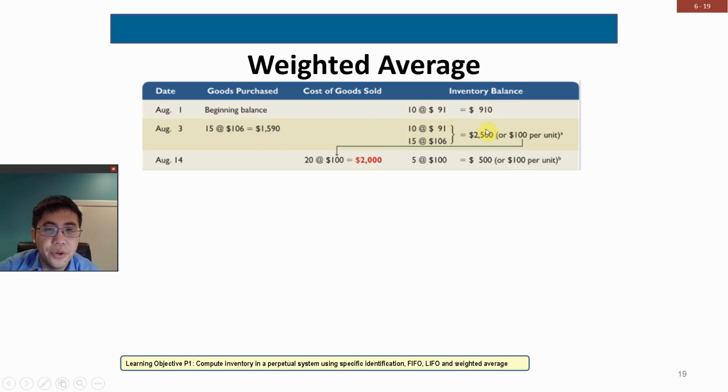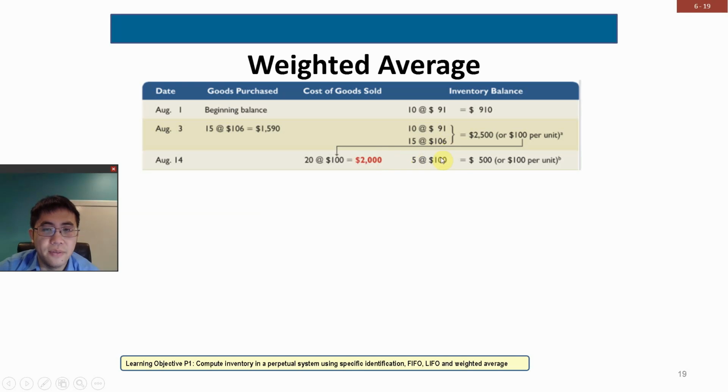And then you use 2,500 divided by 25 units. So 10 plus 15, that's 25. So that gives you $100 per unit. So that means for your sale on the 14th, when you sell 20 units, that will come from partially the first block and also partially from the second block. And on average, each unit will cost you $100, right? It will be $100. So that's your total cost of goods sold.